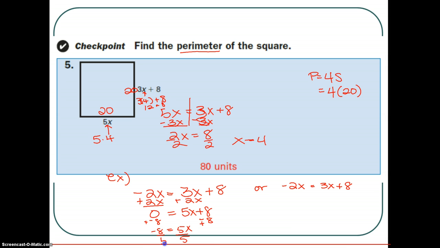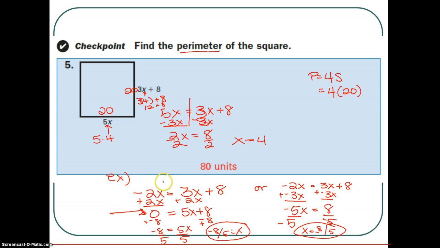You are going to get a fraction here. I didn't set up a nice problem. On the other side, though, if you would have done adding negative 3x, you get negative 5x equals 8. Same thing. Divide by the negative 5. You are going to end up with the same number. You can see on that side I ended up with the same thing. So either way works. Just remember to keep the 0 here if you do decide to do it the first way.